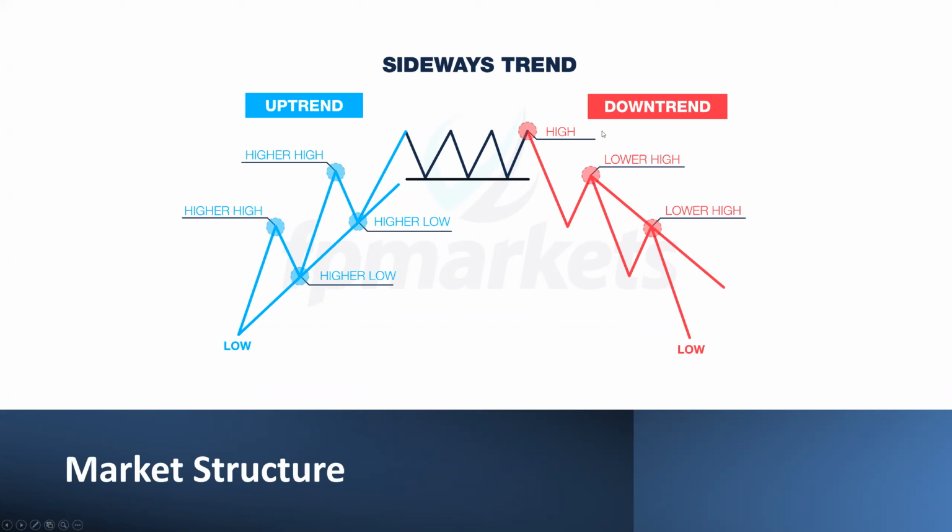Now, a downtrend is essentially the mirror opposite of an uptrend, and it consists of a number of lower highs and lower lows. This should have had lower lows put here. I'm sorry about that. There should have been lower lows at this point. So these are lower lows, a series of lower lows at this point, and a series of lower highs.